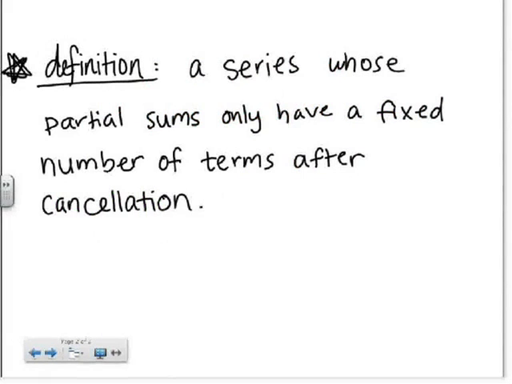Telescoping sums. The definition of a telescoping sum is a series whose partial sums only have a fixed number of terms after cancellation.